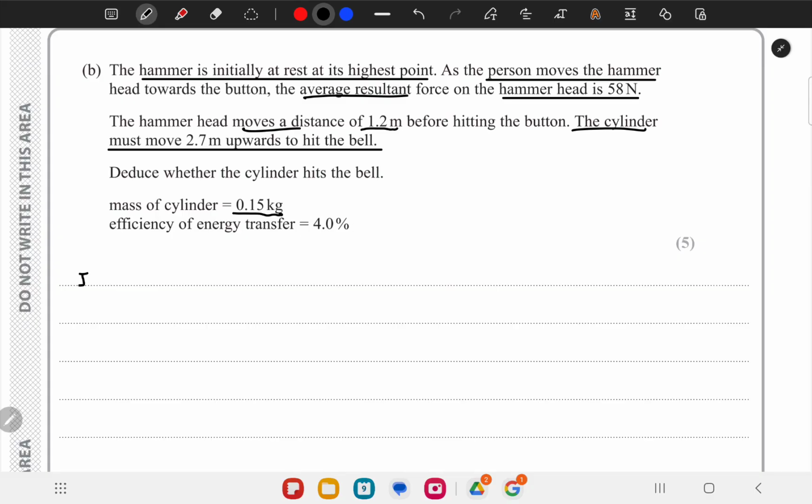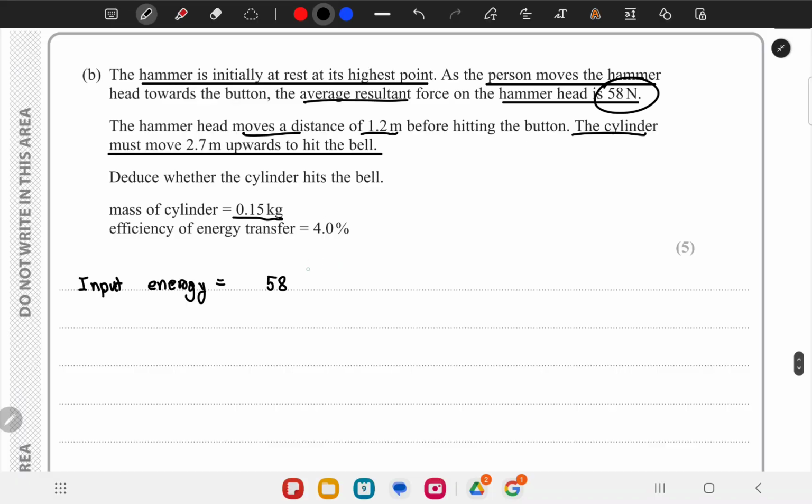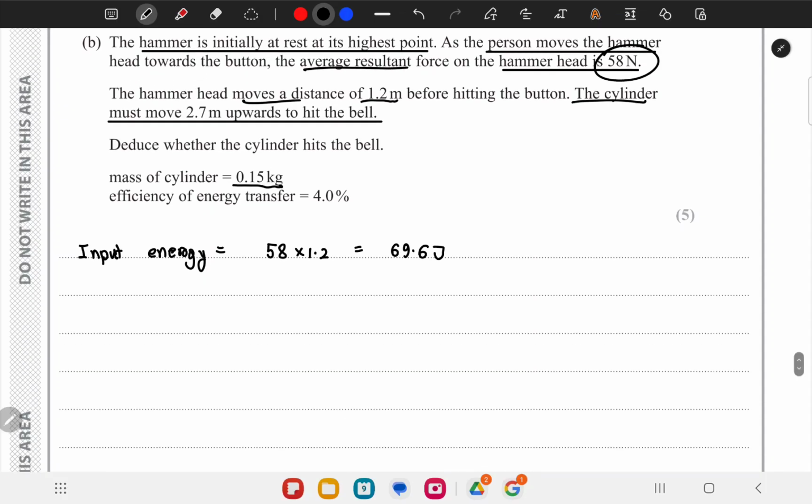So the input energy will be the change in GPE of the hammer. We don't have to use mass, we have to use force times distance over here, since we know the force in the direction of motion and the displacement in that direction. So we'll simply use W equals F times d, so 58 times 1.2. So the input energy is 69.6 joules.